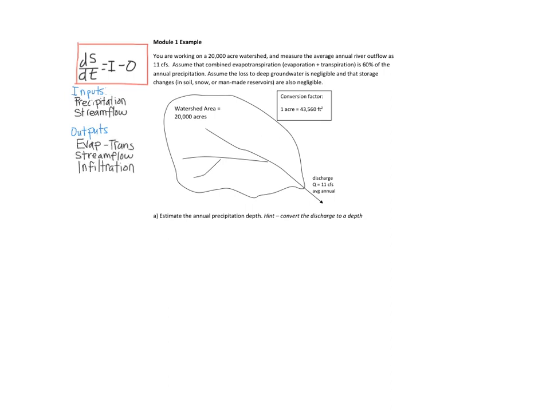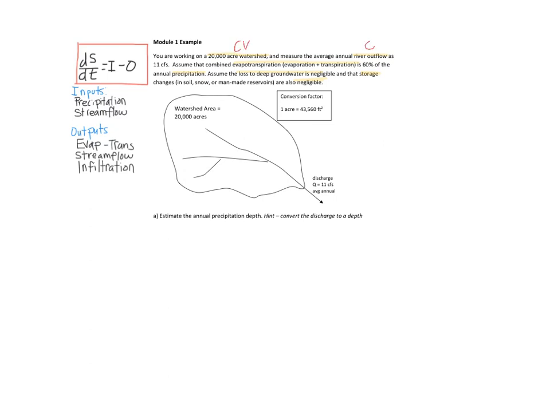Okay, so looking back at this example problem, we're going to look for clues here on what we're going to use for our control volume as well as our input and output. So this 20,000 acre watershed sounds important, as does river outflow of 11 CFS. And then we have information here about evapotranspiration and then precipitation. And we know that there is no loss to groundwater and that storage change is negligible.